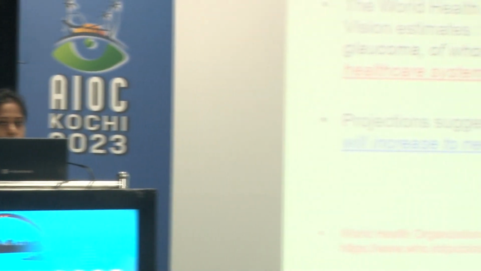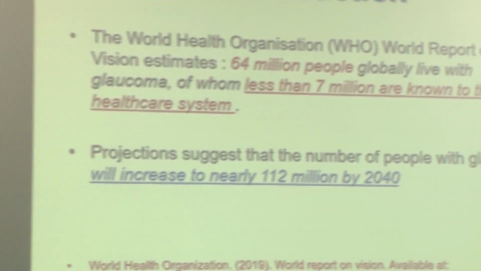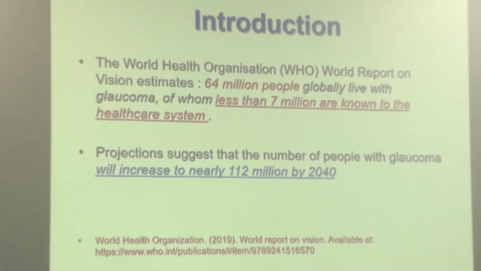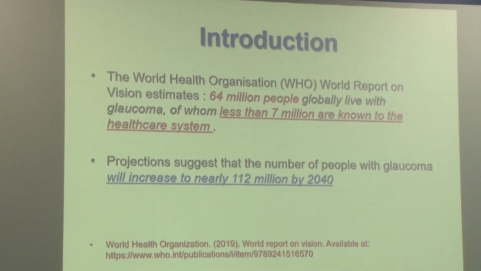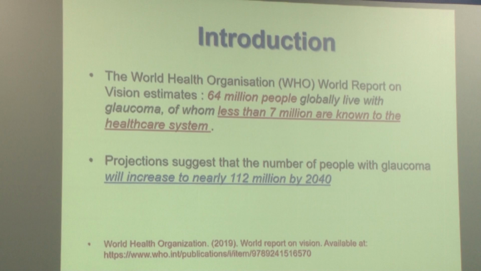According to WHO, 64 million people globally live with glaucoma, of which 7 million are known to the healthcare systems. Projections suggest that the number of people with glaucoma is to increase to nearly 112 million by 2040.